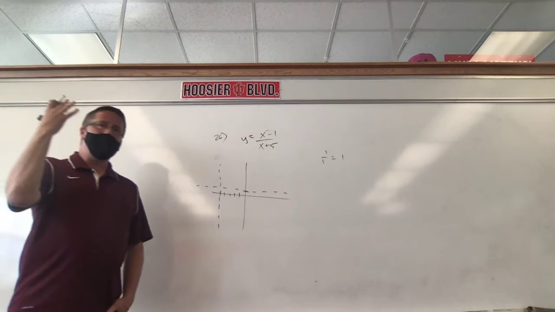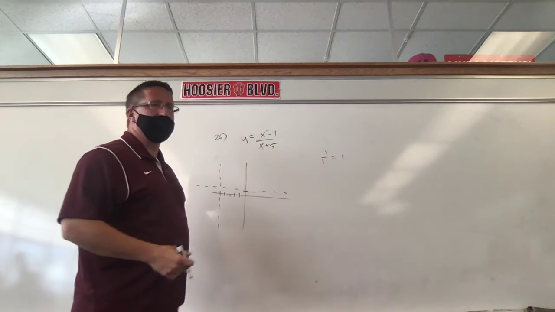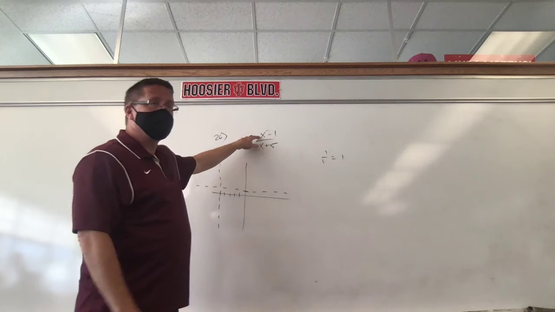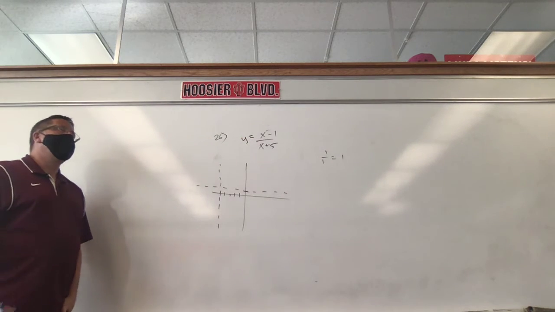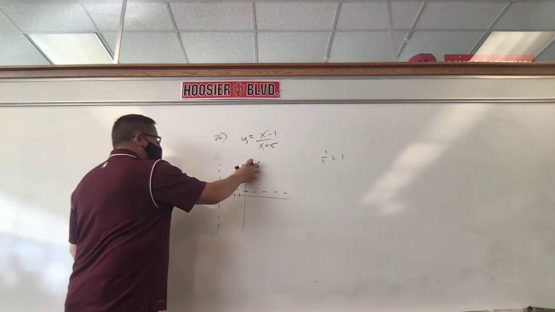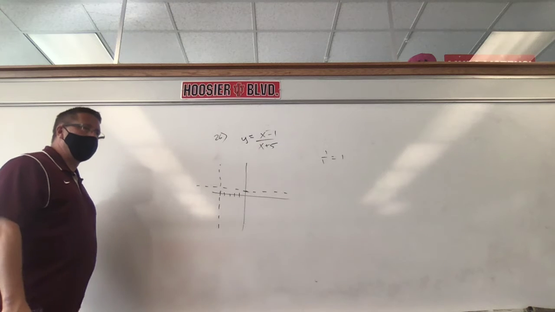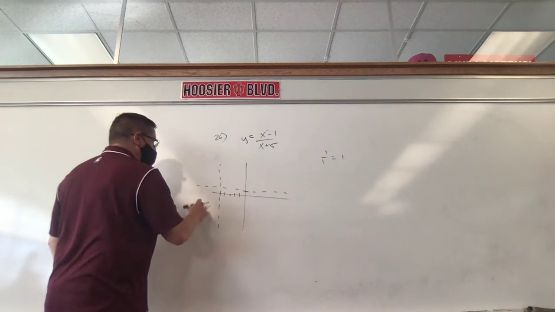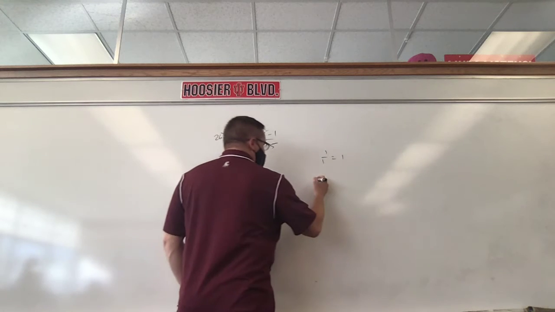If I plug in 5, the top's positive: 5 minus 1 is 4. If I plug in 10, 10 minus 1 is 9. If I plug in negative 6, minus 1 is negative 7. So it kind of depends. So how do you determine if it's the first and third or the second and fourth? Here's what you need to do. It's going to be either first and third or second and fourth. We need to find our y-intercept.